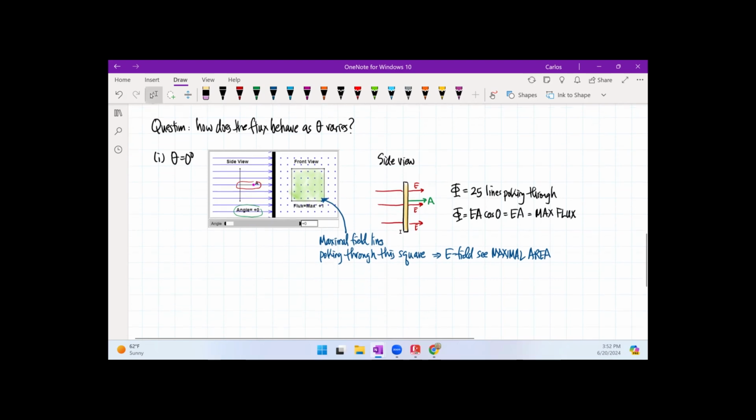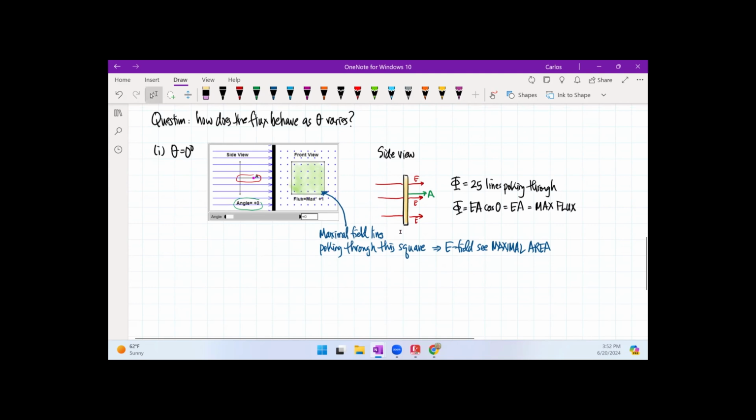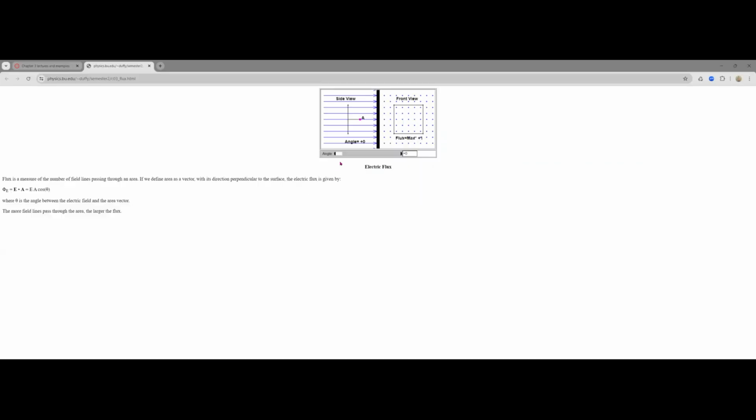So now let's go to the next one. In this situation, I'm now going to go to the other extreme, and I'm going to pick a second situation where I'm going to say theta is equal to 90 degrees. So now let me go share my screen. And I'm right here. So now I'm going to change that angle, and I'm going to go to 90 degrees.